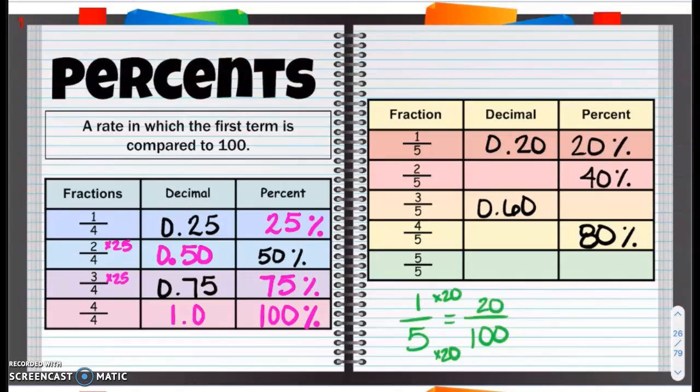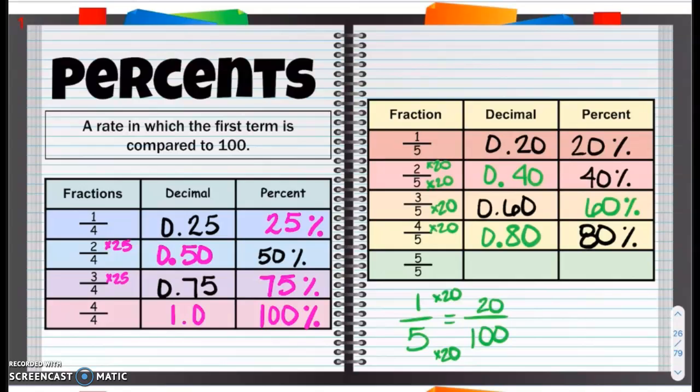Now, we can see a pattern, but if we didn't see the pattern, remember we're going to multiply these by 20. So 2 times 20 is going to be 40. So we're going to have 0 and 40 hundredths. That'll be the same as 40%. 3/5 multiplied by 20, we get 0 and 60 hundredths, or 60%. Next one, 4 divided by 5, or 4/5, we're going to multiply by 20. 4 times 20 is 80, so it's 0 and 80 hundredths, and 80%.